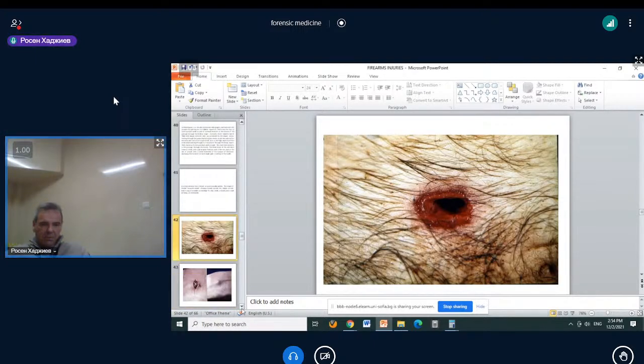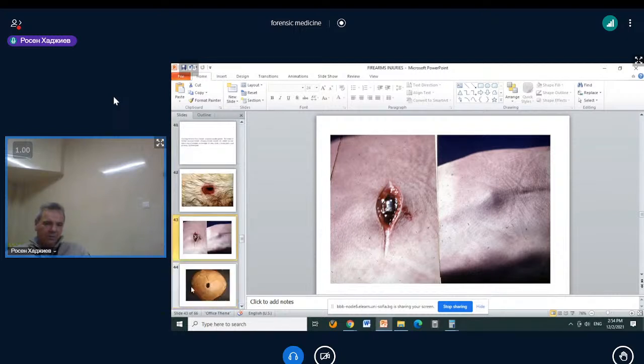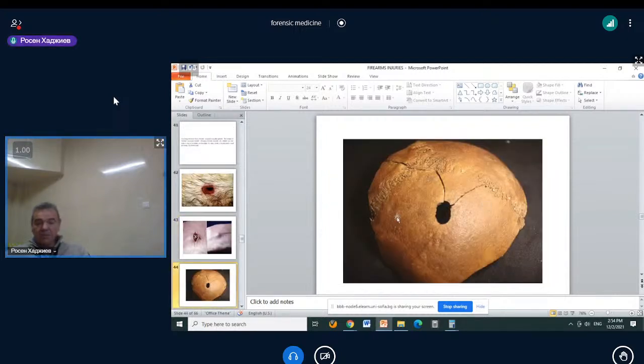This is exit wound. This is projectile left in the subcutaneous tissues. This is the flat bones, the same as I explained before. This is a comparatively clear-cut hole fracture. This is the entrance.